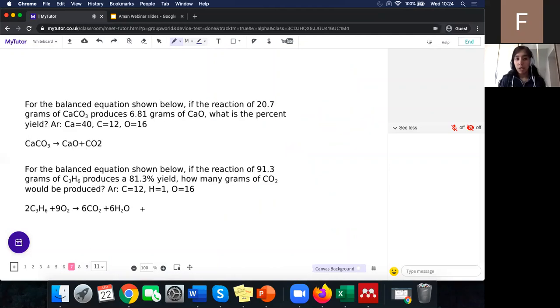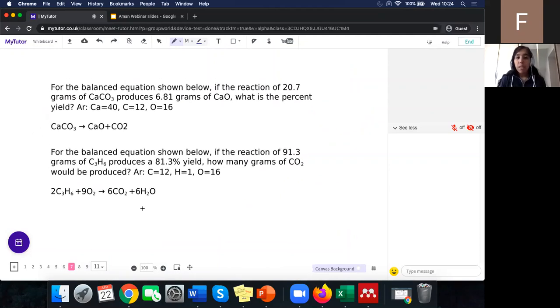So let's have a think then how we calculate the theoretical mass and then how we calculate the percentage yield. So for the balanced equation shown below, if the reaction of 20.7 grams of calcium carbonate produces 6.81 grams of calcium oxide, what is the percentage yield? So first of all, we've been told that we're reacting 20.7 grams of calcium carbonate, and we produced 6.81 grams of calcium oxide. Therefore, in this question, we should be able to produce more calcium oxide, but we're not. So we need to work out what the theoretical yield mass is.